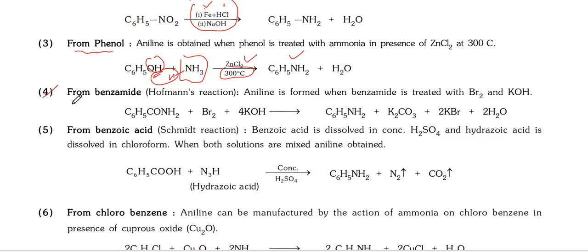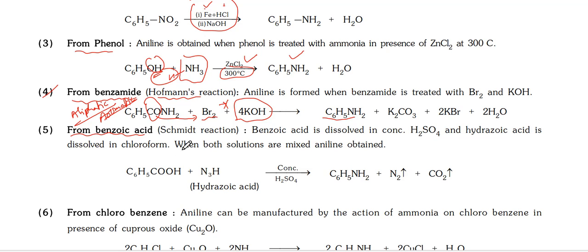Next, the fourth preparation, from benzamide. Hofmann's reaction, which we discussed in the last class. The CO is missing. Bromine and KOH. How many moles of KOH? This is very important: 4 moles of KOH are required. Amide to amine we are getting. Aliphatic amines can also be made by this, and aromatic also. Same mechanism, right?